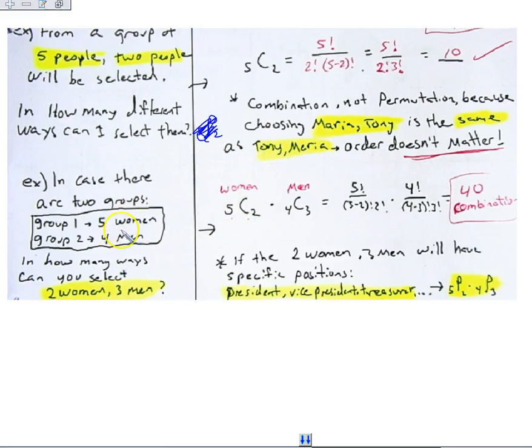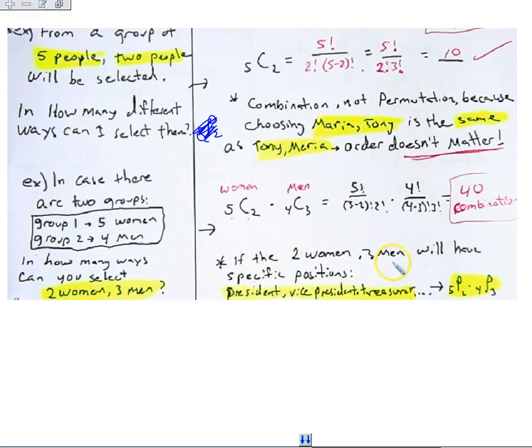All right, here's another example. In case there are 2 groups, the first group is 5 women, the second group is 4 men, and the question is, in how many ways can you select exactly 2 women and 3 men? Okay, this time we're going to do 2 calculations. The first calculation is for women. From a group of 5 women, we choose 2, and from a group of 4 men, we choose 3. So we do each calculation separately and then multiply them, and the answer is 40 combinations.